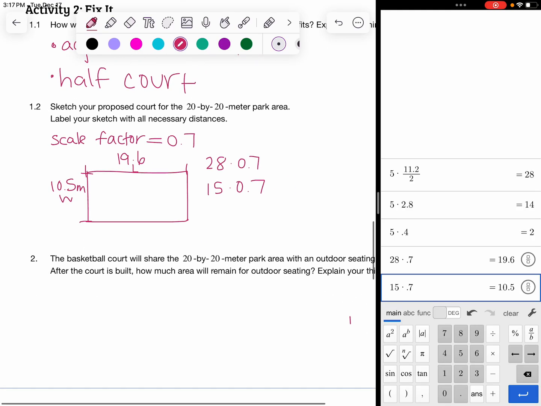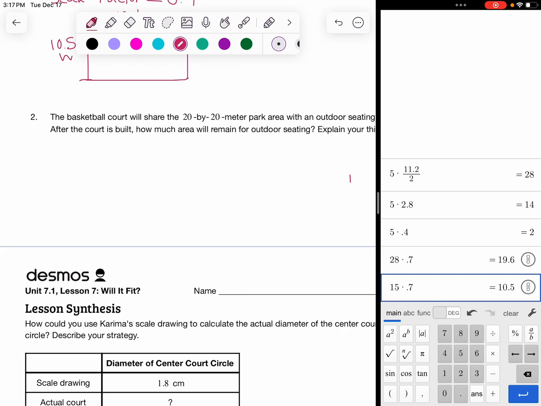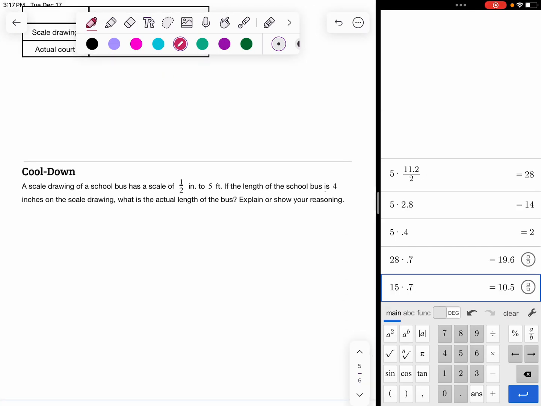All right, it says the basketball court will share the 20 by 20 meter park area with an outdoor seating area. After the court is built, how much area will remain for outdoor seating? That depends on the one that you picked. We're going to skip this question depending on if you tried something different. And we're also going to skip our lesson synthesis and jump right to the cool down.